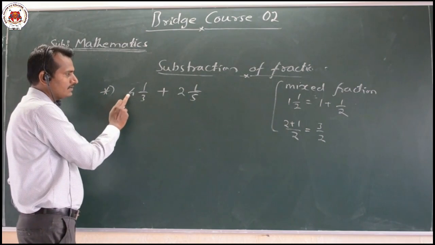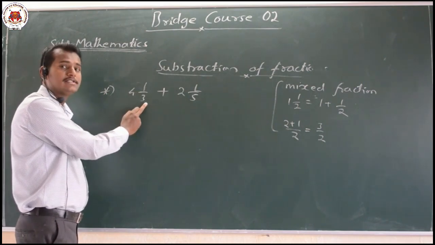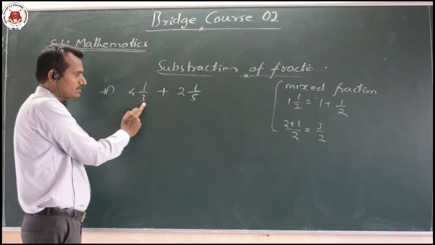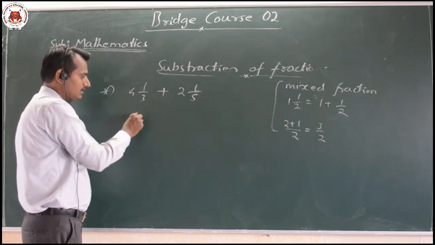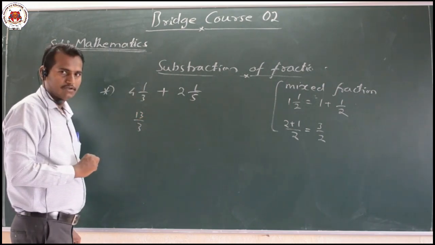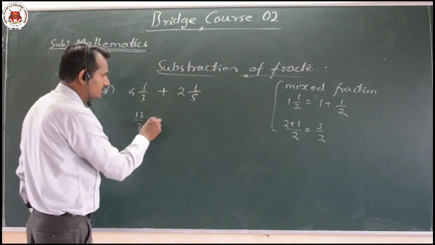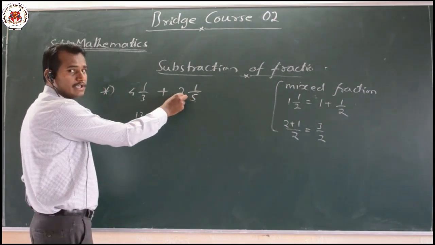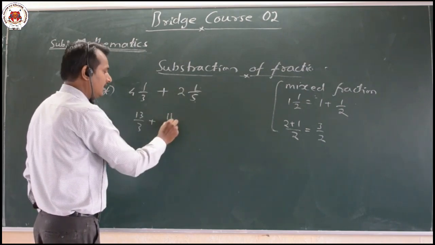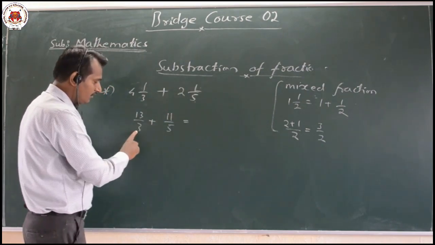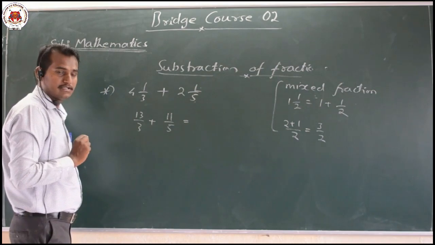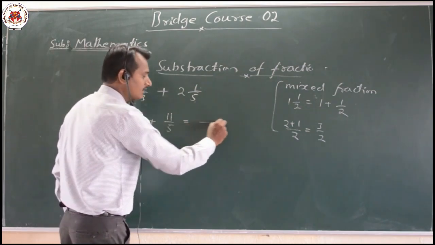Here also I will solve it directly. 4 into 1 by 3, that is nothing but our mixed fraction, 4 3s are 12, 12 plus 1, that is 13 by 3. I am solving directly, you also try to solve it directly only. Plus 5 into 2, what is the value? 10, 10 plus 1, that is 11 by 5. Now you can take the LCM of these two values, that is 3 and 5. LCM of 3 and 5 is 15.